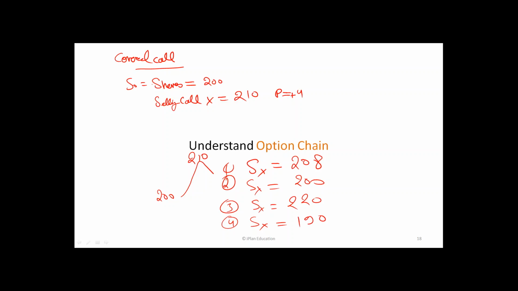So I'm holding underlying assets and I'm selling a call this time. So I'm buying these shares, keeping them in my demat account, and selling a call at 210. So shares will obviously give me profit if price goes up, and if price goes down, shares will give me loss. And the call, obviously, if price goes down, it gives me profit but limited, and if price goes up, it gives me unlimited loss. So what will happen if price goes to 208, 200, 220 and 190? In the first, second, third and fourth case.